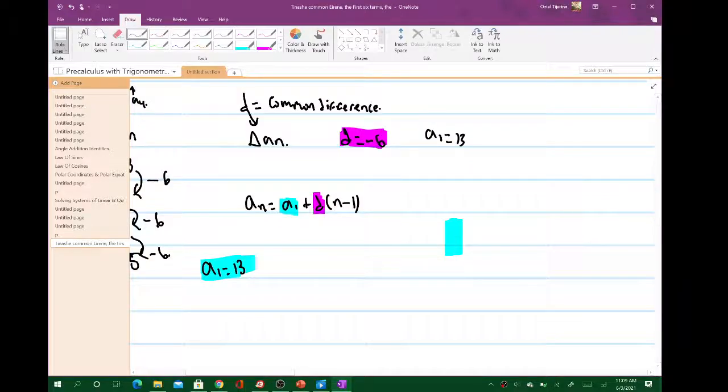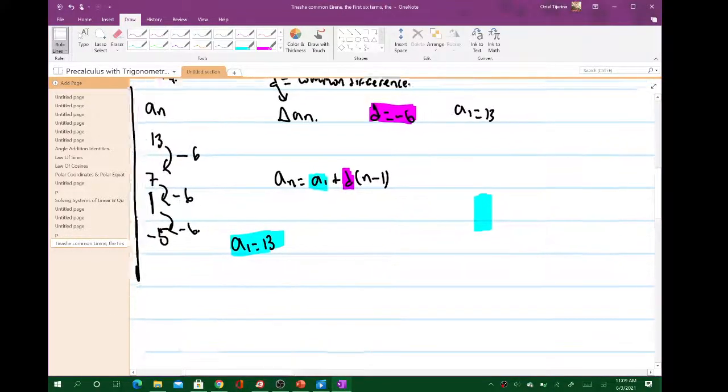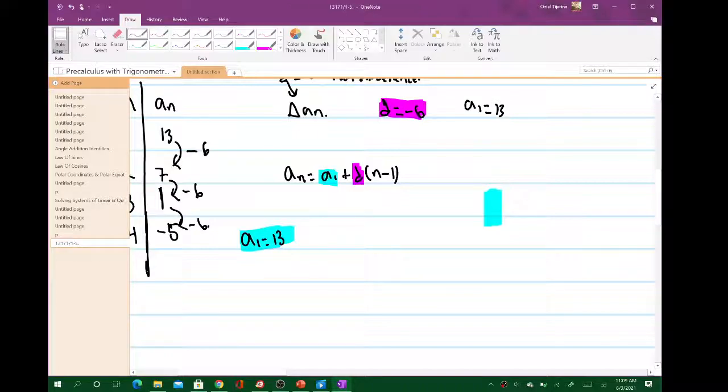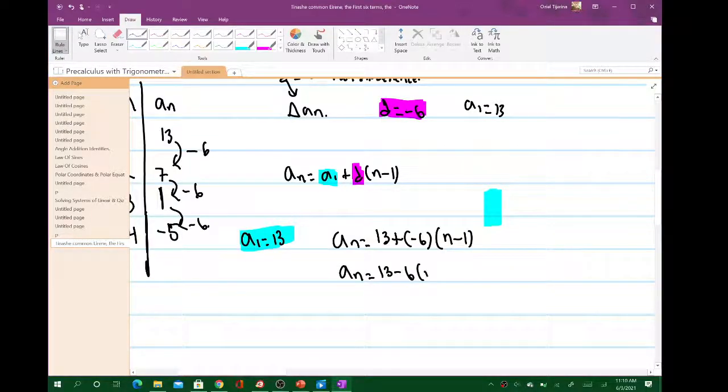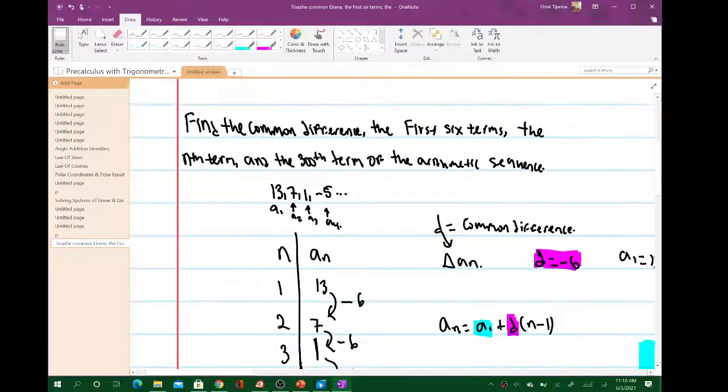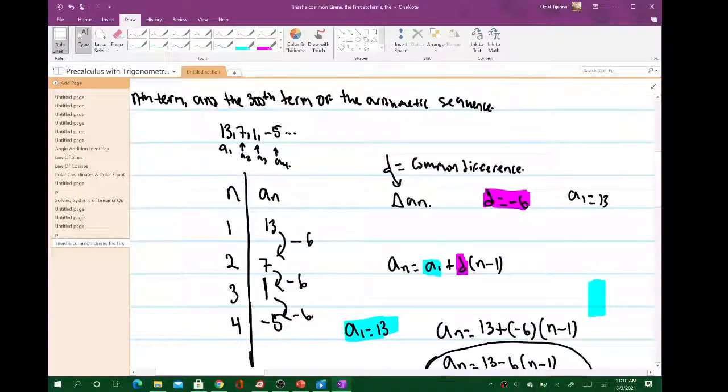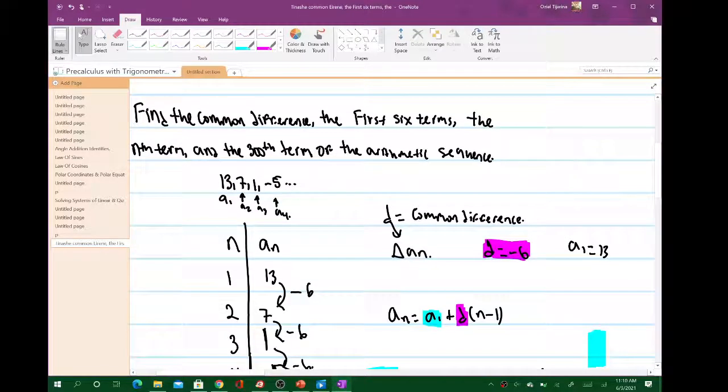So here we're going to have a sub n equals, and a sub 1 is 13, plus -6, because that's our d part, times n minus 1. So a sub n is equal to 13 minus 6 times n minus 1. And that is the arithmetic formula here. So we know the common difference is -6. So we got that.